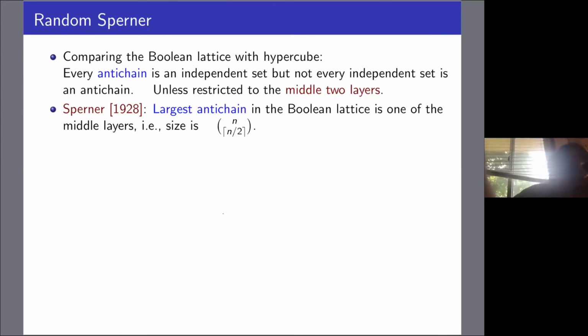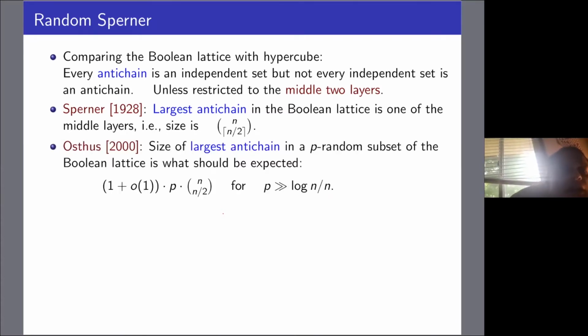And a classical theorem is by Sperner, who proved that the largest antichain in a Boolean lattice is one of the middle layers. And there were many results about it. I skip many of them. I just mention that Osthus in 2000 considered a random variant of the problem. So for some p, independently, he kept vertices of the lattice with probability p, and wanted to determine the size of the largest antichain in this random setup.